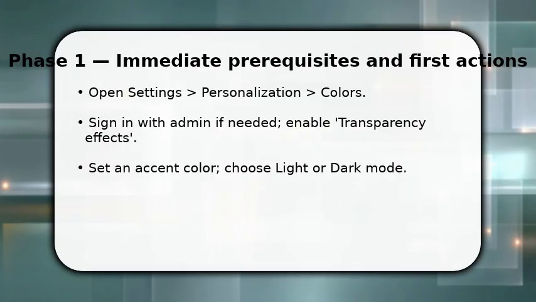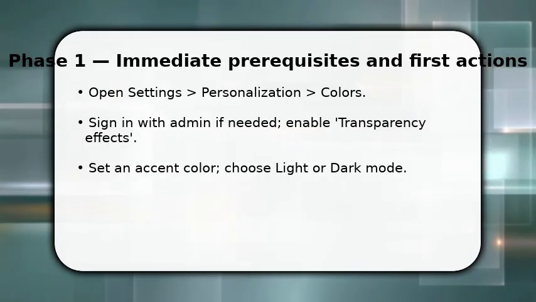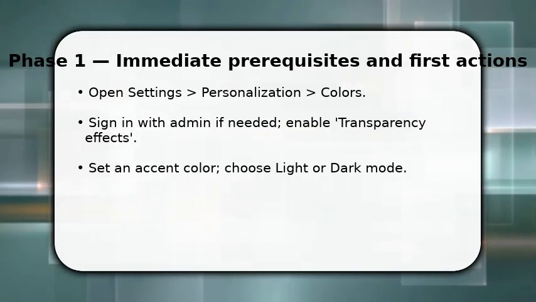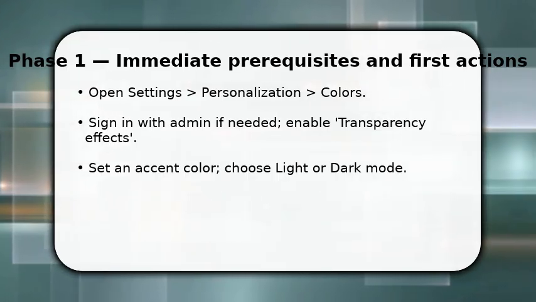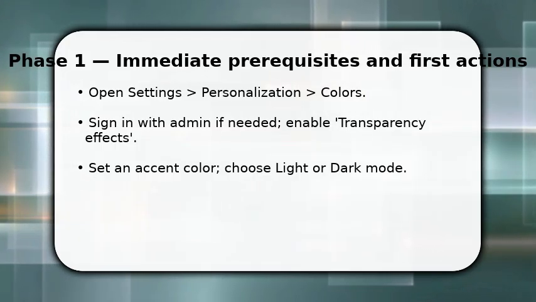You're going to enable the features Windows needs before we change the taskbar. First, open Settings and go to Personalization, then Colors. Turn on Transparency Effects so the compositor will render blur and translucency. This is the core requirement.